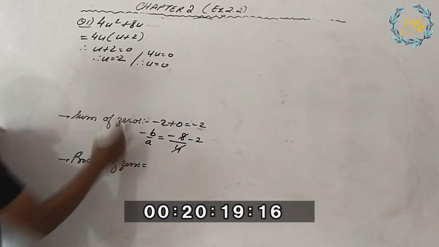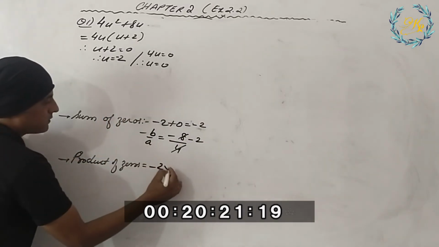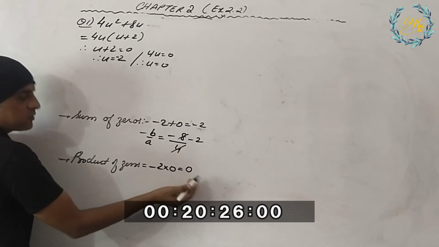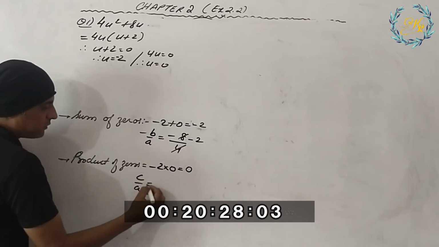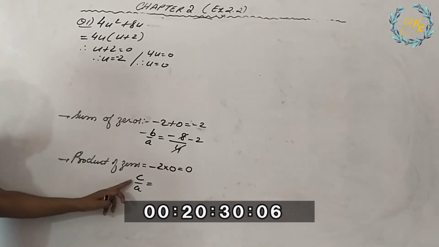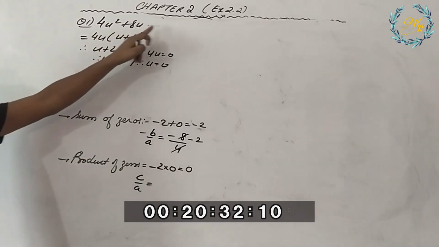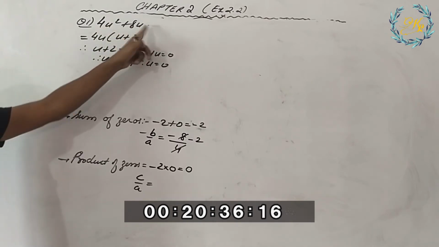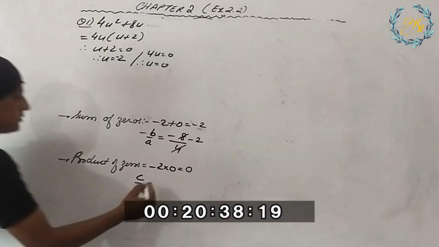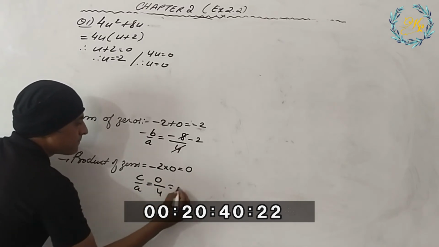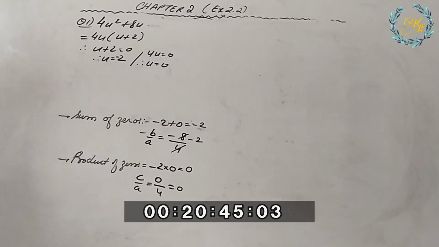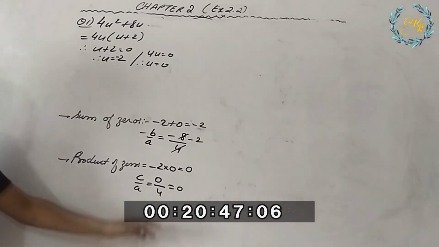Now for product of zeros, take these two values, minus 2 into 0. So any number multiplied by 0 is always a 0. Comparing by coefficients, c by a. If you see here, that there is no value of c here. No constant term here. It is ax square plus bx plus c, which is not available here. So we have a 0 in place of c. Hence, the comparison of product of zeros with coefficients and zeros is 0 here.